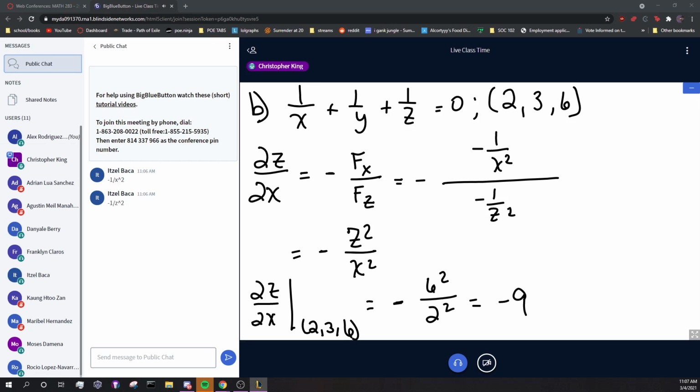One of the things I do want you to keep in mind is that when we have three variables, I can do the partial of z with respect to x, and I could do the partial of z with respect to y. Any questions?